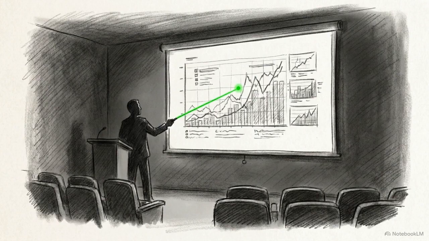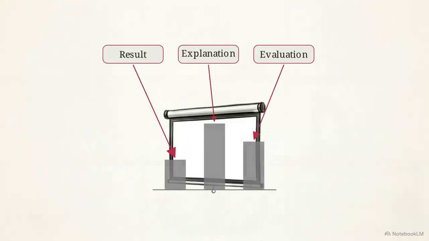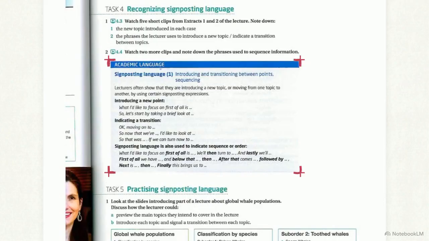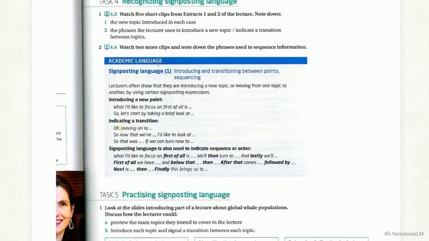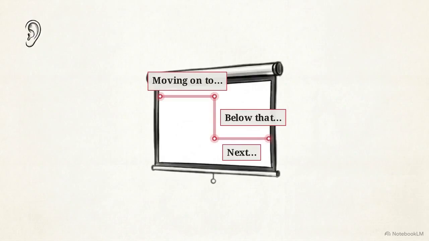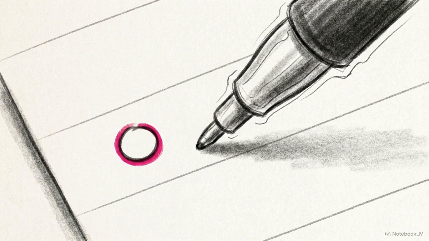Lecturers rarely just read the data off the screen. They use diagrams as a foundation for their own ideas, relying on verbal cues to direct your attention to specific parts of the visual. You can track their logic by listening for signposting language. This textbook excerpt details the specific phrases professors use to transition between concepts. They will use directional phrases like "moving on to," or sequence indicators like "below that" and "followed by." These phrases are physical directions for your eyes. When you hear them, you know exactly where to focus on the slide and exactly where your next note belongs.